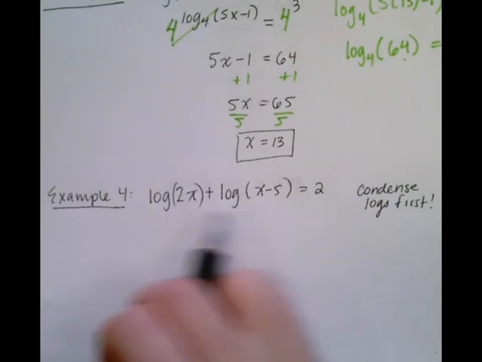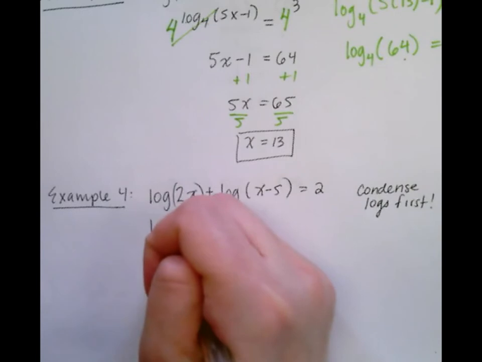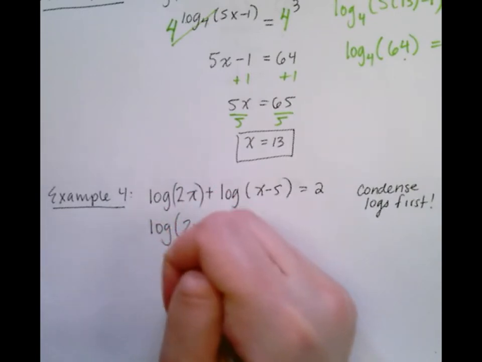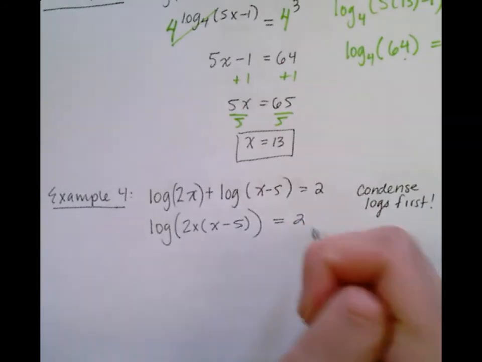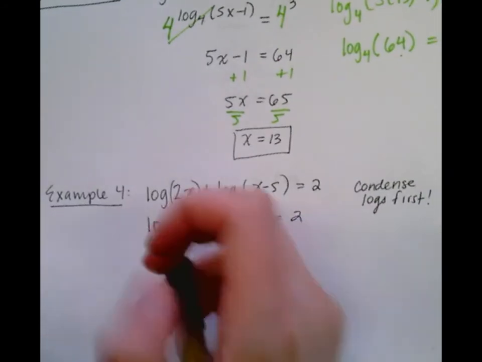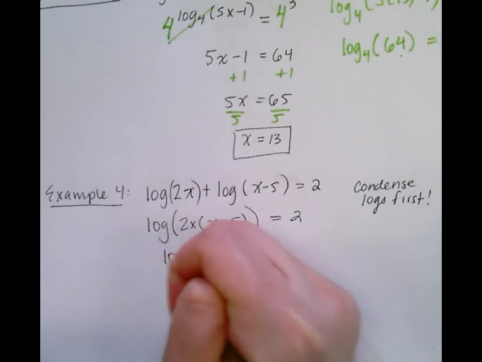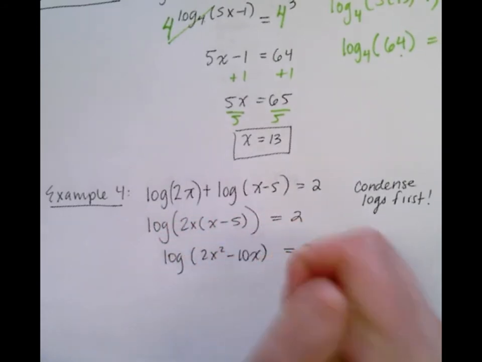So if I condense my logs, that means I have addition, so it should multiply. So it would be log of 2x times x minus 5 is equal to 2. And I could distribute this. So then it would be log of 2x squared minus 10x is equal to 2.